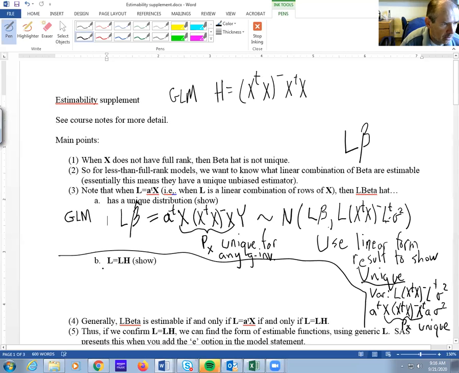So we want to show that when L has this form, when it's a linear combination of the rows of X, then this is true: L is equal to LH. So let's start with LH. If we have LH, then this is equal to A transpose X, and then H is, we're plugging in, X transpose X inverse times X transpose X. So in that quantity, what do we recognize first?